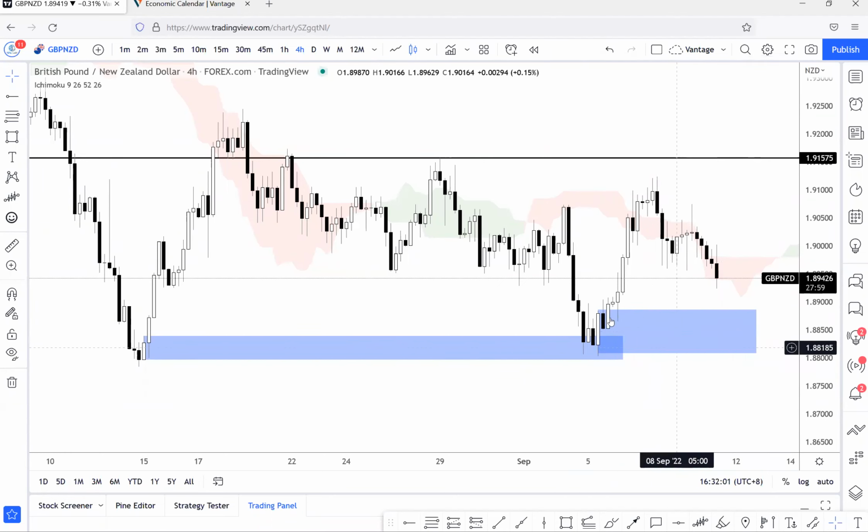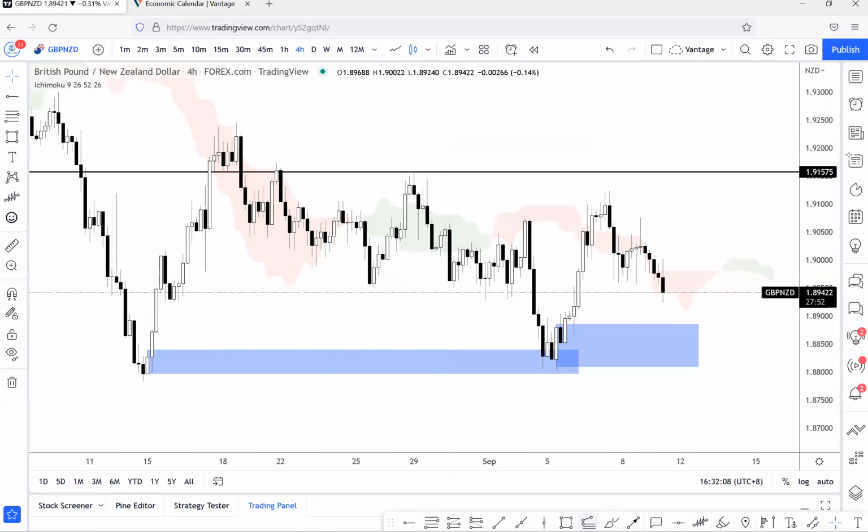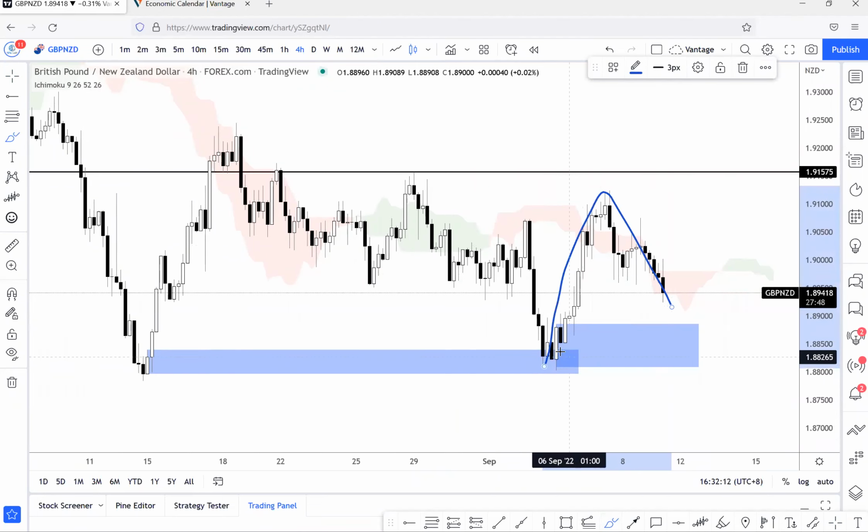Okay, so this is the region for me. This is the area that I want to watch price enter and see how it reacts here. Again, in terms of the retracement level, what you can do: this is the last move up before the retracement. So what we can do is take a Fibonacci retracement of this move.